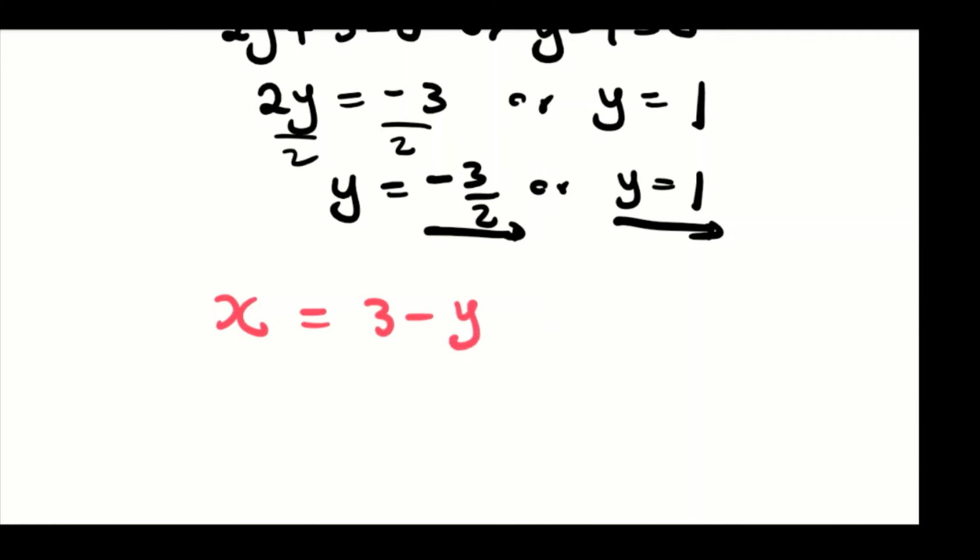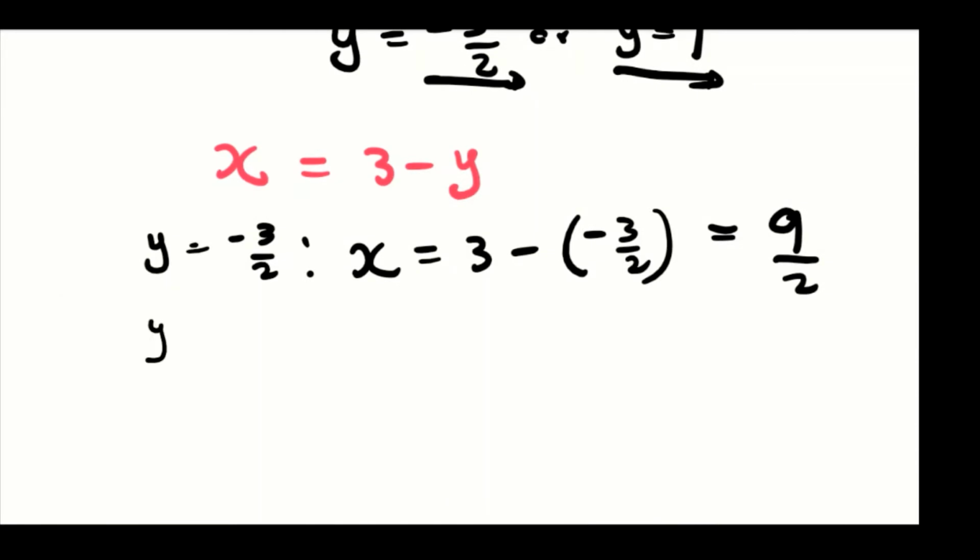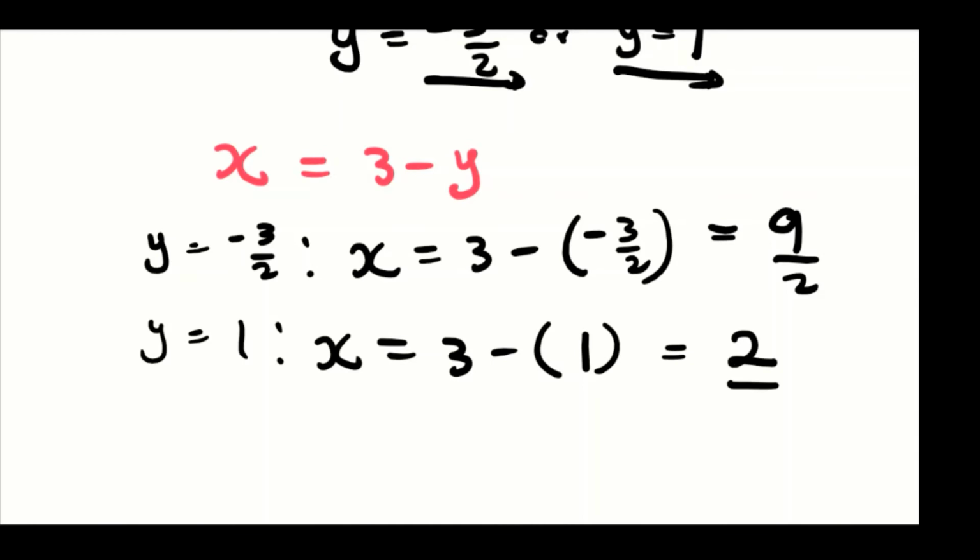So we're just going to substitute our values of y. So when y is equal to minus 3 over 2, what is our value of x? x being equal to 3 minus minus 3 over 2, right? So we're going to get a solution of 9 over 2. And when y is equal to 1, what is our value of x? It's equal to 3 minus 1, and we'll get 2, right? So these are your solutions of x and y.